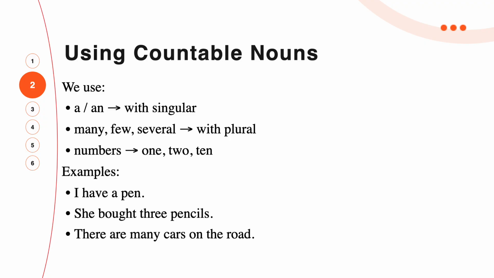So in these examples, it is showing what countable nouns are and how many countable nouns there are. So first is I have a pen. It shows that there is only one noun over there. She brought 3 pencils. It shows that there are 3 pencils, which are countable nouns. There are many cars on the road. It shows that there are many cars on the road, which are 1, 2, 3 or above. So let's move on to another one.